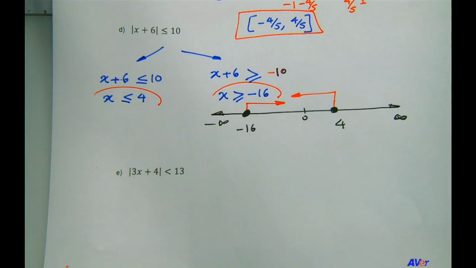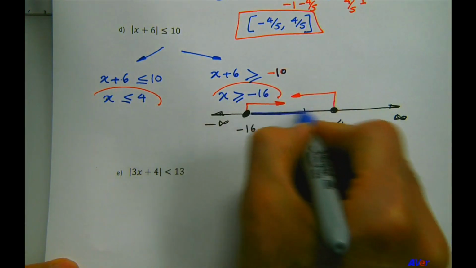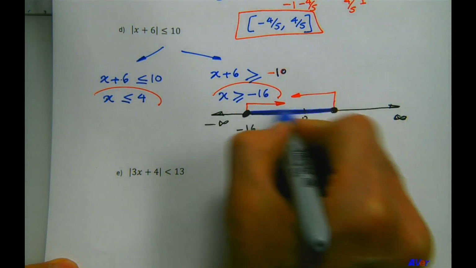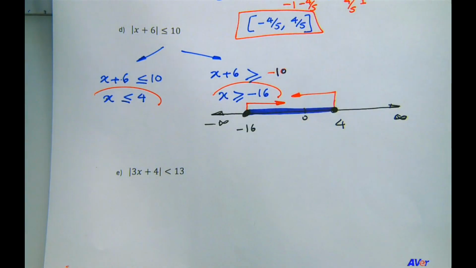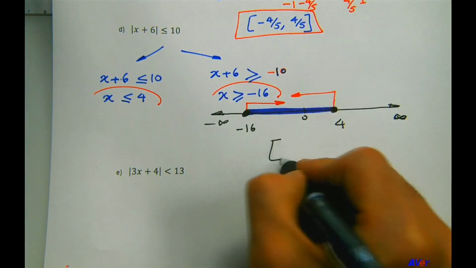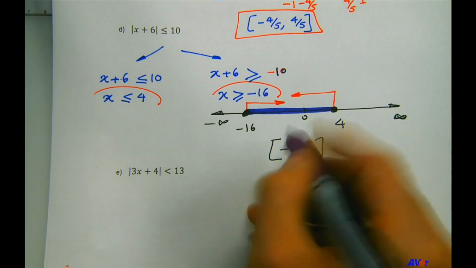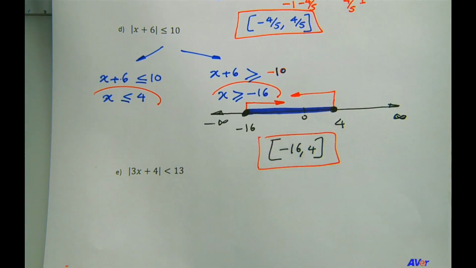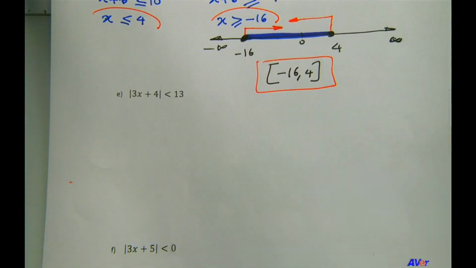So where is the final solution? The final solution, because the individual solutions overlap, is the overlapping region. So this is the final solution. So let's write it using the interval notation. It is bracket negative 16 comma 4 close bracket. Right? That's the solution of that. This one, so I hope that agrees with what you got on your own paper.